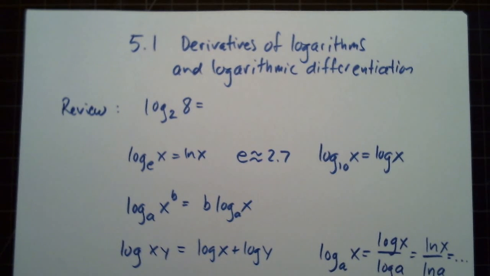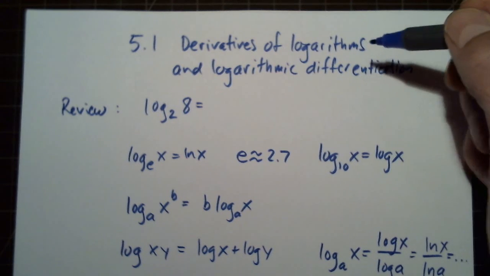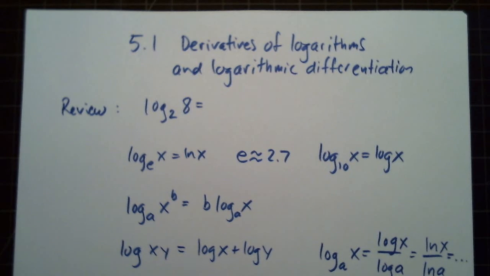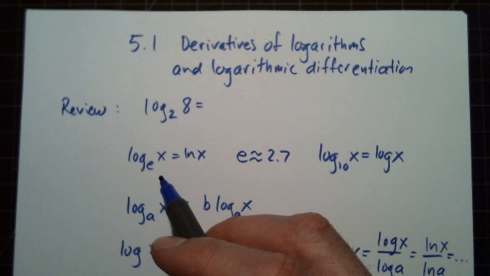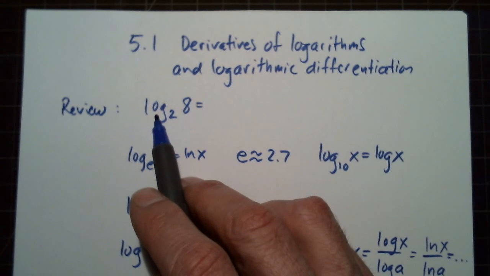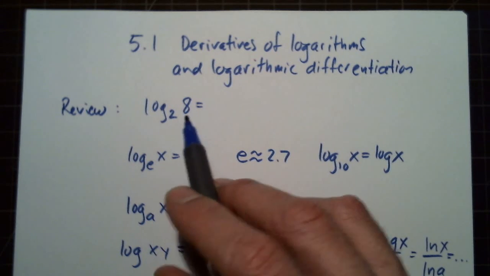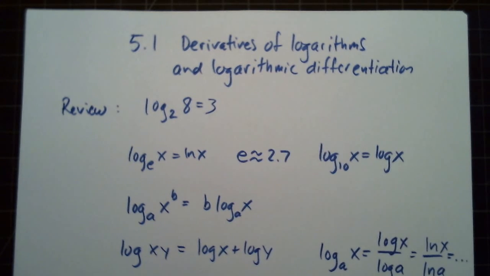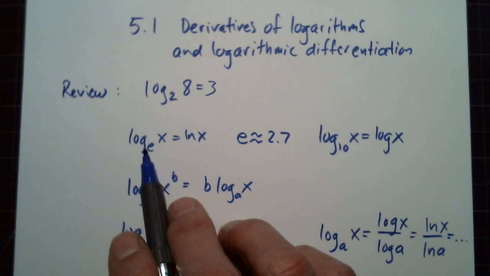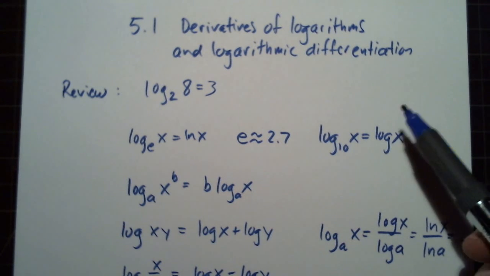Okay, we're going to record. We're going to review derivatives of logarithms, and let's just review properties of logarithms. So what does this mean? We could say log means find the exponent of 2 to give you 8. The exponent of 2 is 3, so that's what we're doing with logarithms. And then we have ln of x is the same as log base e of x.